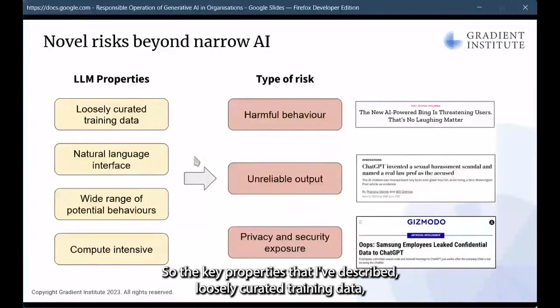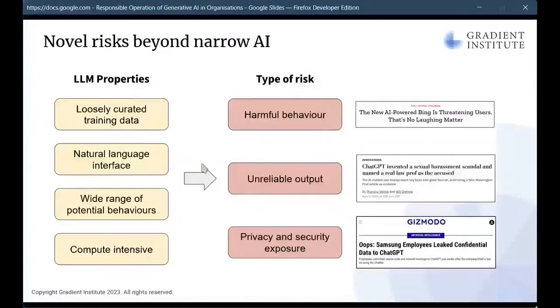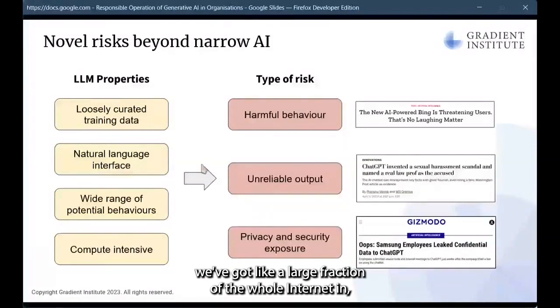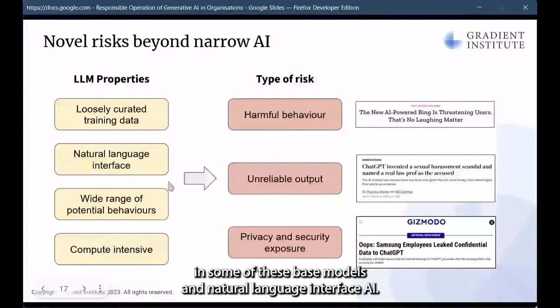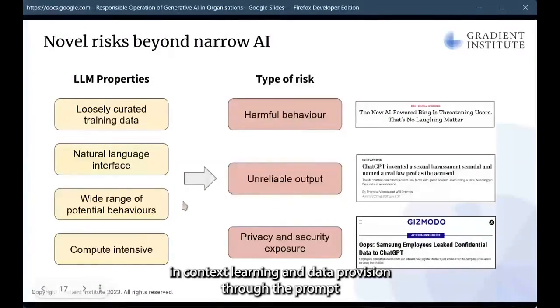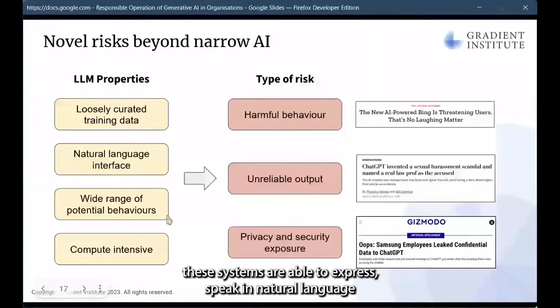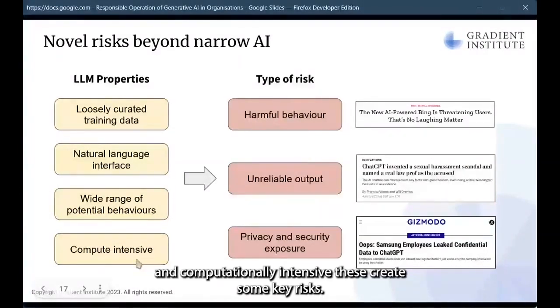So the key properties that I've described: loosely curated training data. We've got like a large fraction of the whole internet in some of these base models. A natural language interface, i.e. there's not a clear distinction between task specification through in-context learning and data provision through the prompt. A wide range of potential behaviors. We've got these systems able to speak in natural language, and so can have a very large vocabulary of potential output, and computationally intensive. These create some key risks.